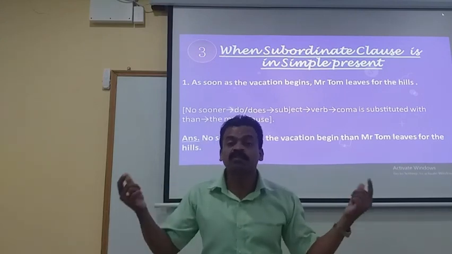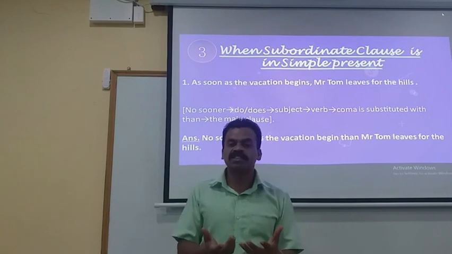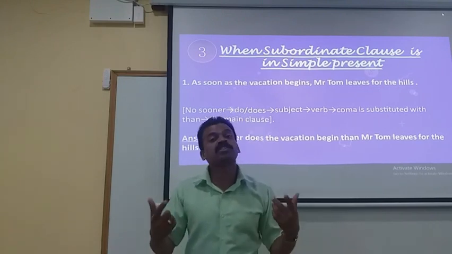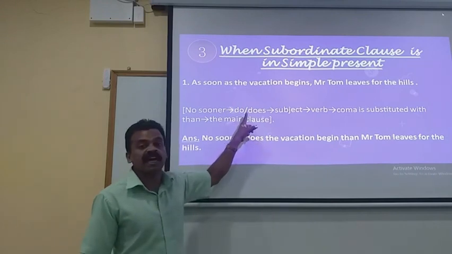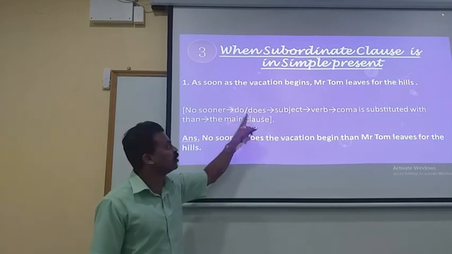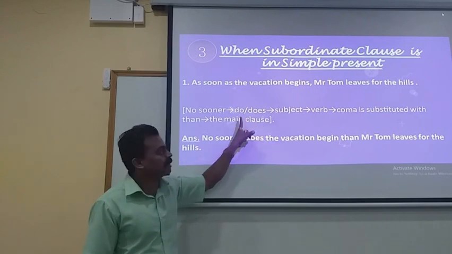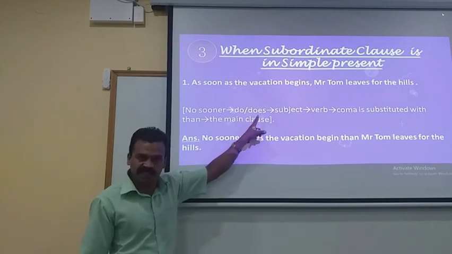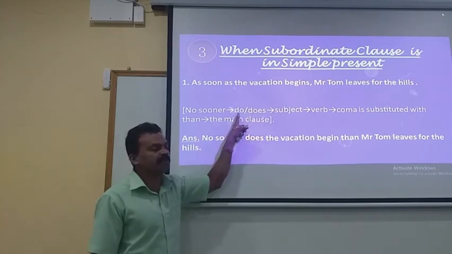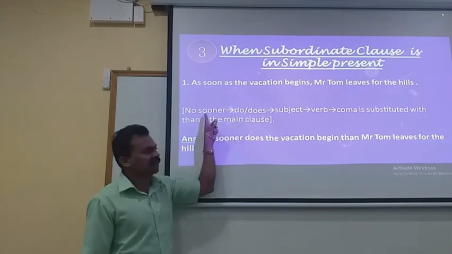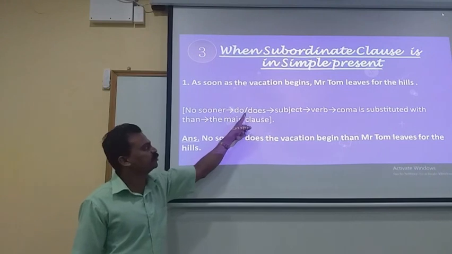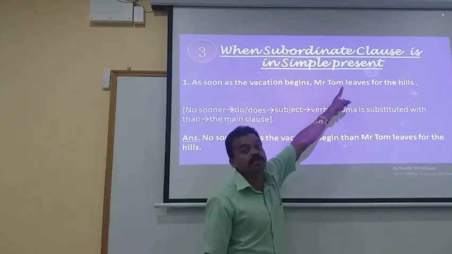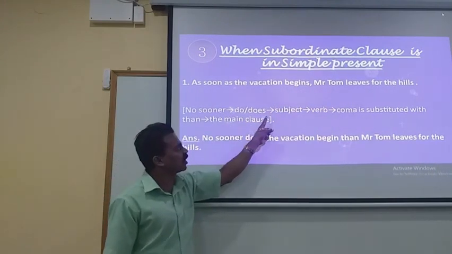The main form of the verb is do. And when the subject is singular, we make the verb singular by adding es to it. So both these verbal forms are given here, do as well as does. When the subject is singular, we make use of does. When the subject is plural, we make use of do. So once again, as soon as is replaced by no sooner, then we make use of do or does when the statement is in simple present.